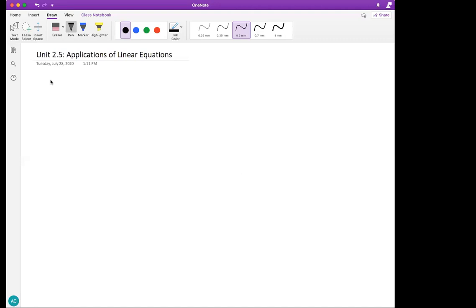All right, so we're going to continue with the equations today. Last time we learned how to solve first degree or linear equations in detail, different scenarios with or without fractions. So today we're going to see how to actually apply what we learned to solve actual problems.